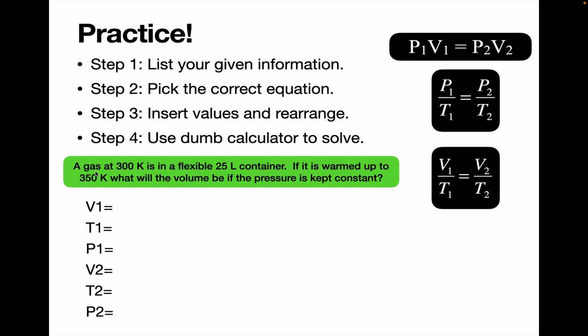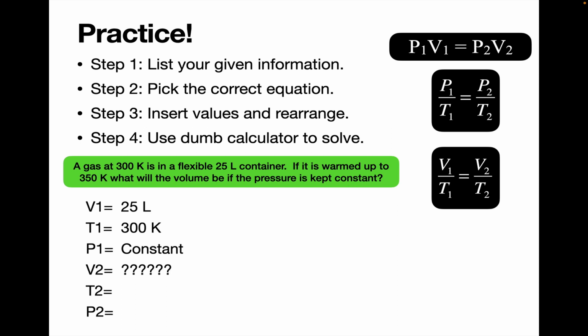So here's our problem. We have a 300 Kelvin substance in a flexible container at 20 liters. If it's warmed up to 350 Kelvin, what will the volume be? So we're talking about temperature and volumes here. In that case, we know we have 25 liter container at 300 Kelvin. Pressure does not change here because that's kept constant.